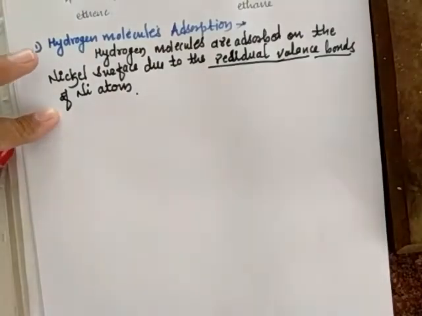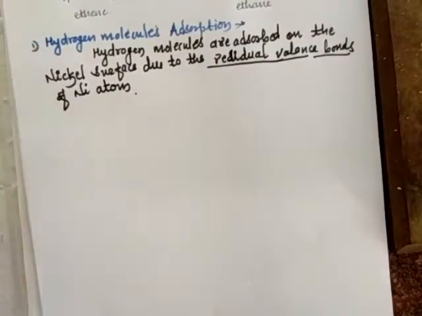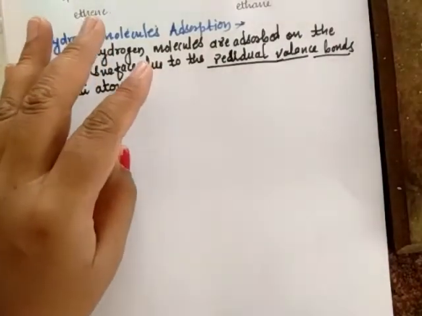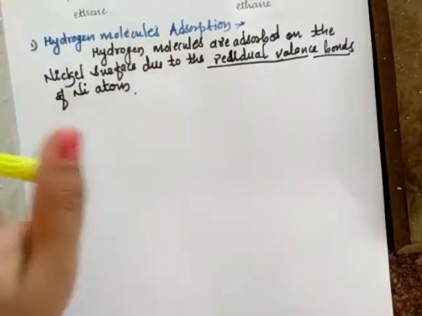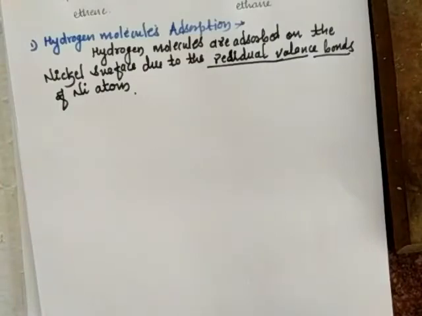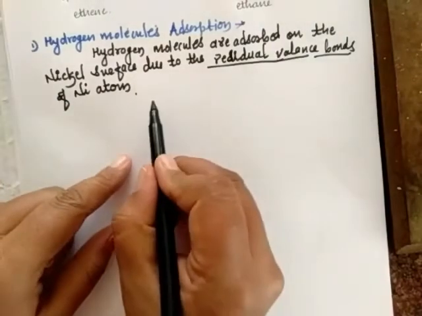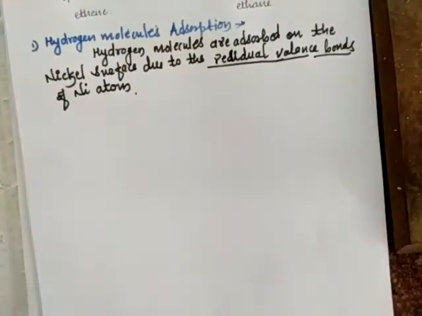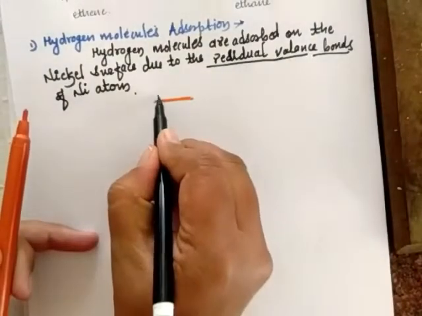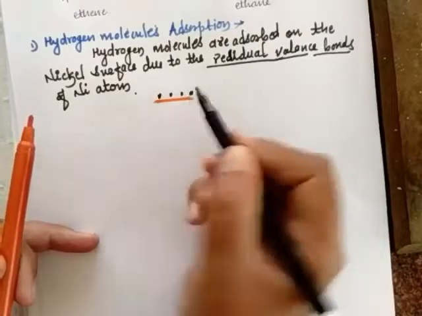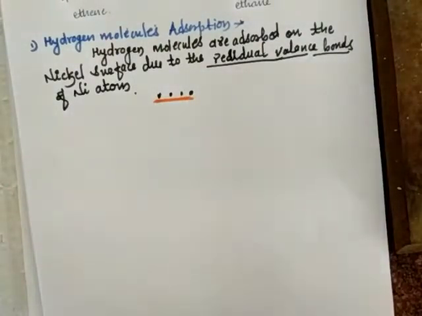What will happen in the first step? The hydrogen molecules are adsorbed on the nickel surface due to the residual valence bonds of the nickel atom. This is the first step. Hydrogen molecule is just adsorbed on the nickel surface. Consider this is our surface of the nickel, and here the hydrogen molecules are just adsorbed. The hydrogen molecule just gets adsorbed over there.